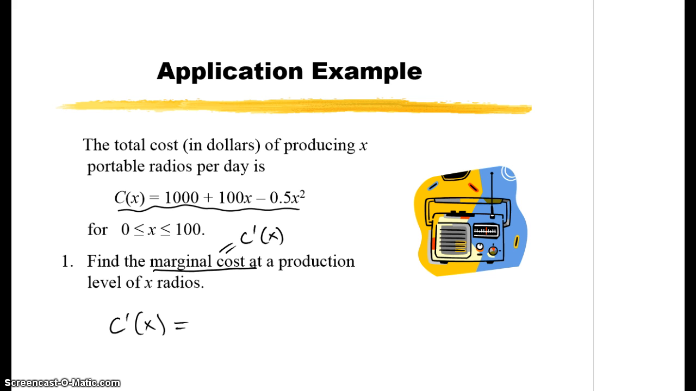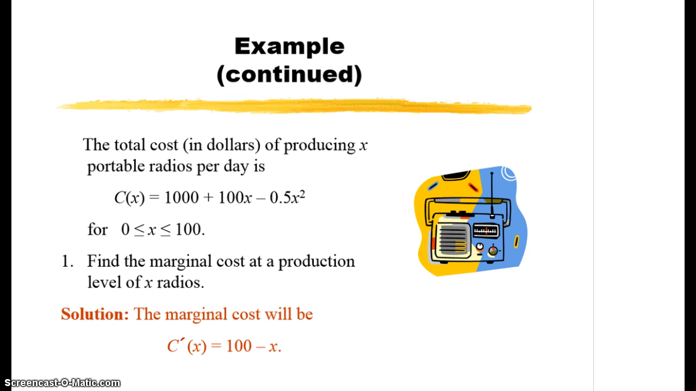And the derivative of the constant here is going to be 0. The derivative of 100x is going to be 100. And the derivative of negative 0.5x squared is going to be negative 0.5 times 2x, or just negative 1x. So there is my marginal cost, 100 minus x. Okay, that's the answer that we're looking for.